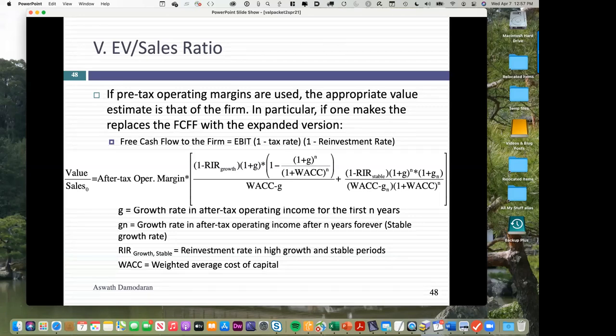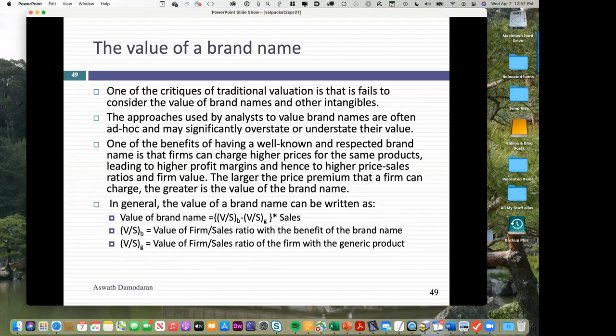So if I give you a multiple and ask you, what are the variables that drive the multiple? Don't reinvent the wheel. Go back to the DCF model. Now work around with the variables, and you should be able to tell me what the variables are that drive that multiple.